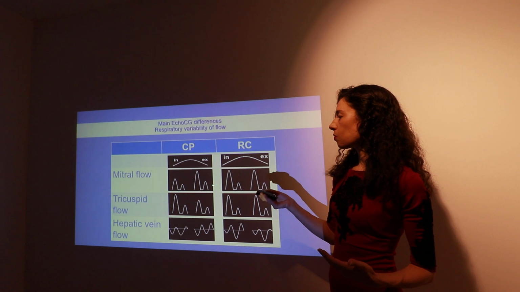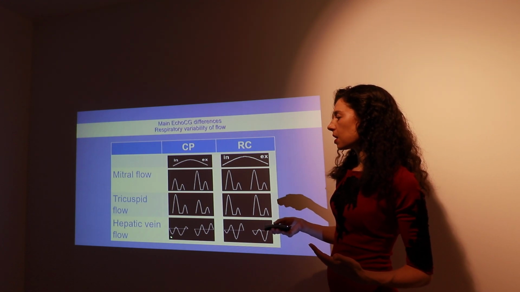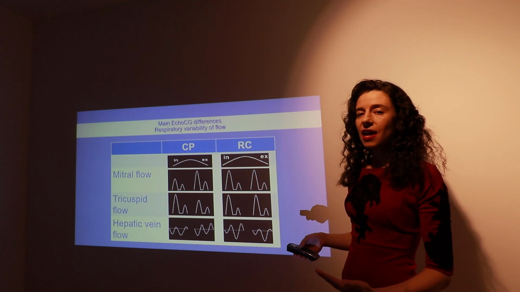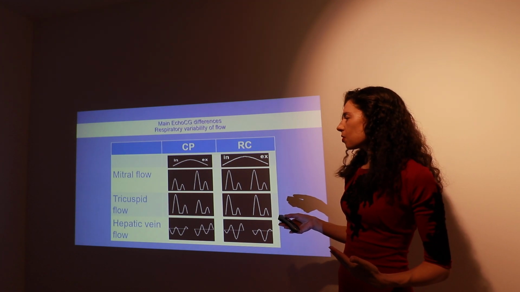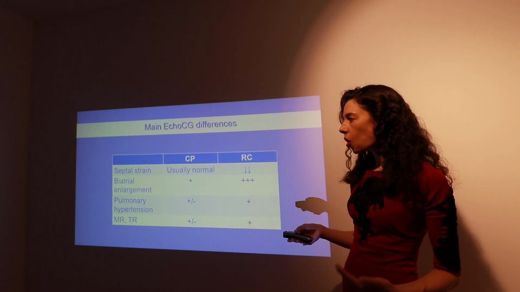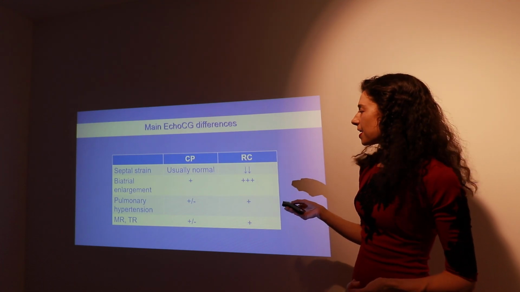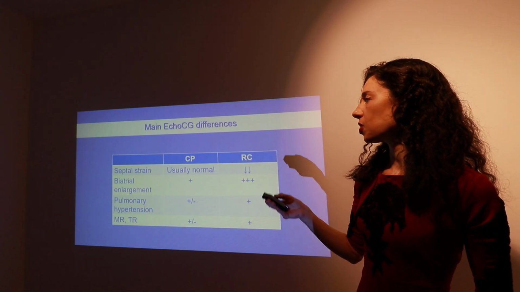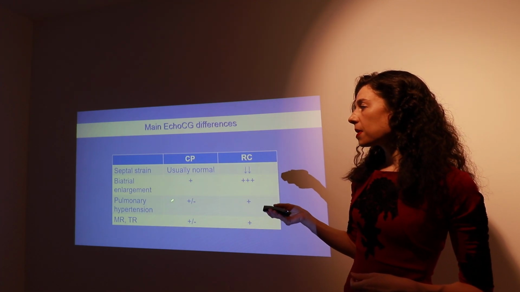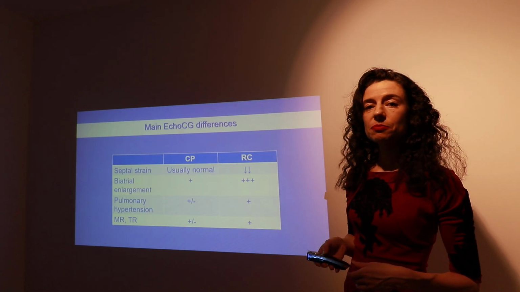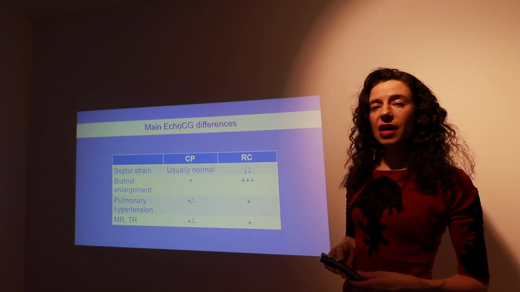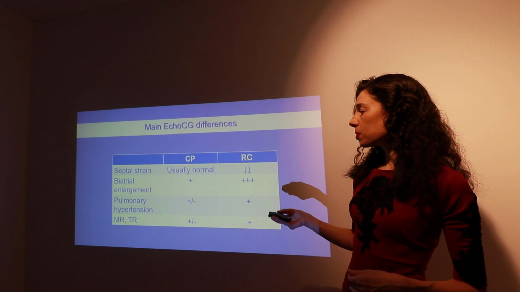through the mitral valve, tricuspid valve, and in the hepatic flow and in the hepatic veins, and they are not present in restriction. Also, the septal strain is typically very reduced in restriction and usually normal in constriction. Biatrial enlargement is much more pronounced in restriction and not so pronounced in constriction.